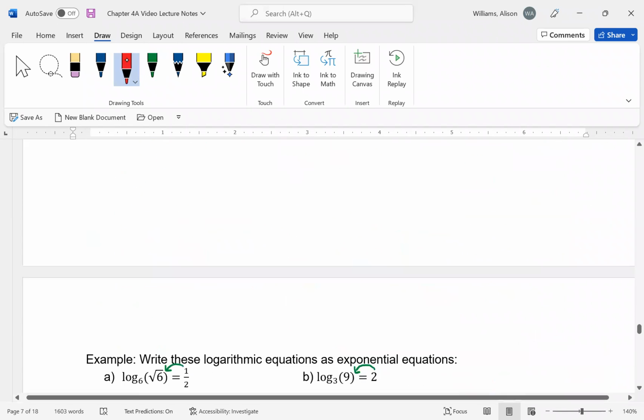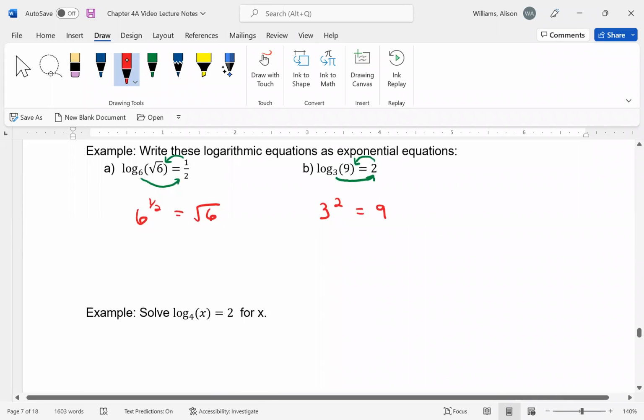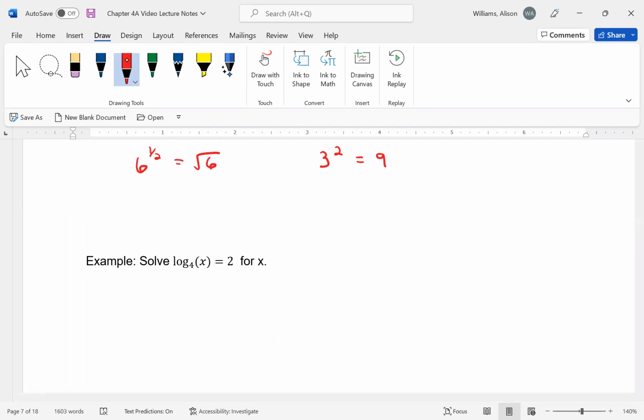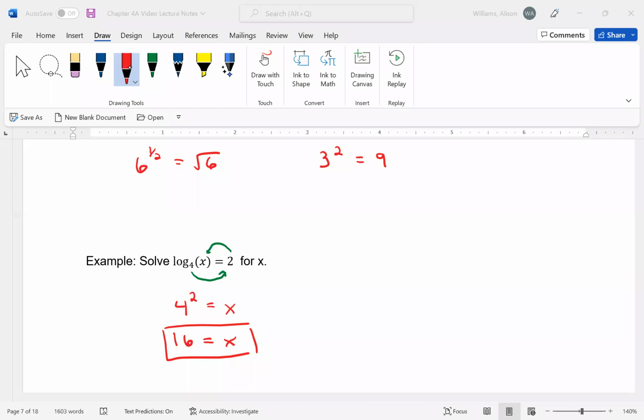Okay, so let's look at some examples. For instance, let's try to solve for x. We really only have one trick with logarithms. It's to change it to exponential form. So that's what I'm going to do. I'm going to do my little trick of taking the base of 4. I'm going to raise it to 2 and set it equal to x. So 4 raised to 2 equals x. And actually, 4 squared is 16. And we've solved for x. So that ended up being very simple.